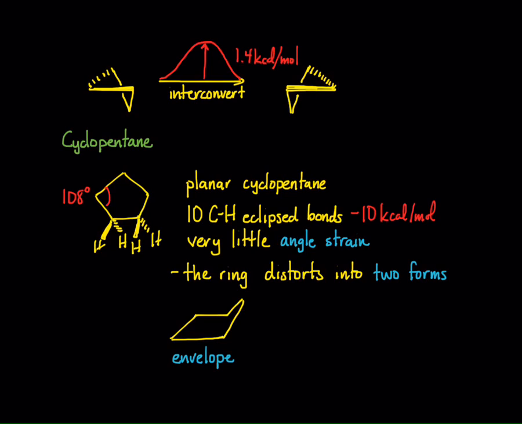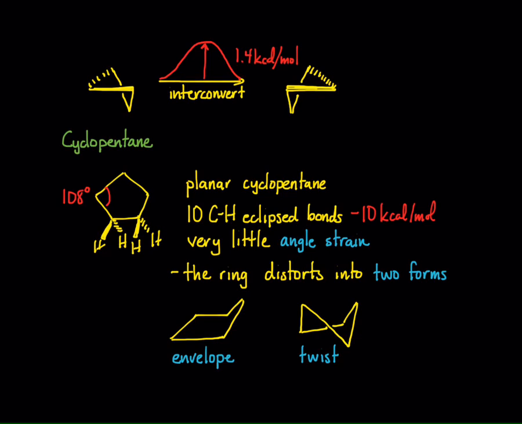Can it take on a planar geometry? It can, but that maximizes torsional strain. So to minimize torsional strain, one carbon can come up and it forms what's called an envelope. Another way that we can minimize torsional strain is if we have essentially 2 carbons coming up. So now basically none of the carbons are in the plane. We call this a twist conformation.